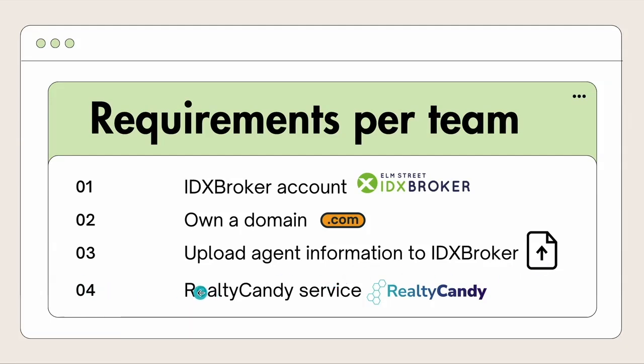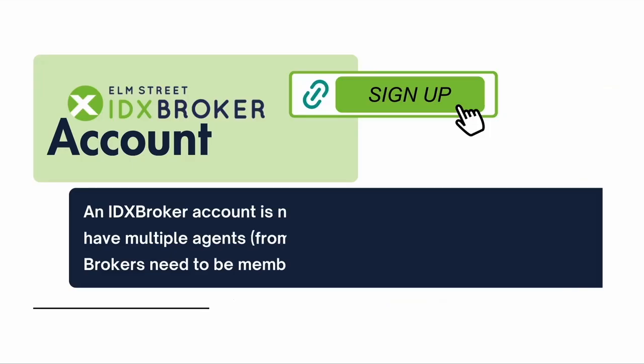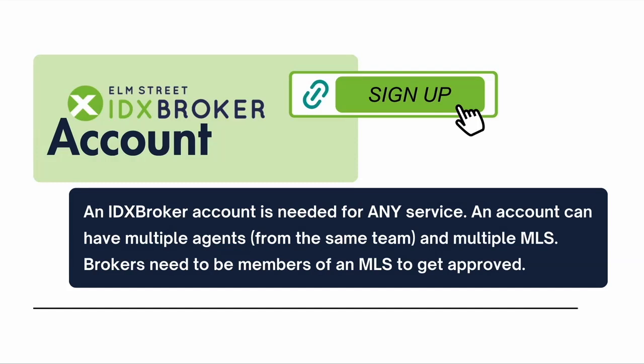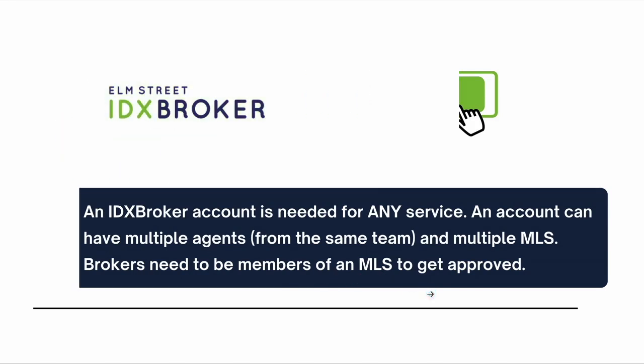And last, you will need a RealtyCandy service. We basically only have two services. Again, like I said, number one, the IDXBroker account. You need to get it through RealtyCandy like I showed you, and this is needed for any RealtyCandy service. An account can have 1, 3, 5, 50, 500 agents, however many agents your team has, as long as they're part of the same brokerage. You can have 1, 20, 50 MLSs, as many as you belong to and you want to add. It's important to note that brokers need to be active members of an MLS in order to get approved.